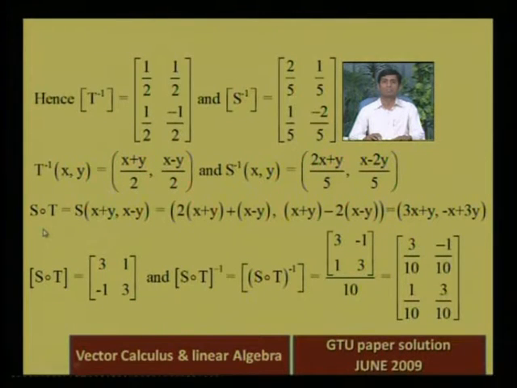Okay, so this is our T inverse (x,y), and this is our S inverse (x,y). Now S composed with T, S of (x plus y, x minus y), right? We want to find the composition of S composed with T first of all.